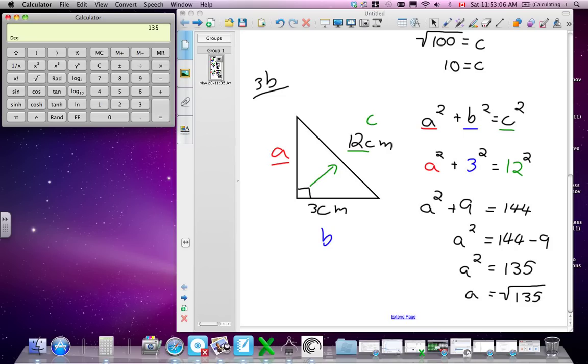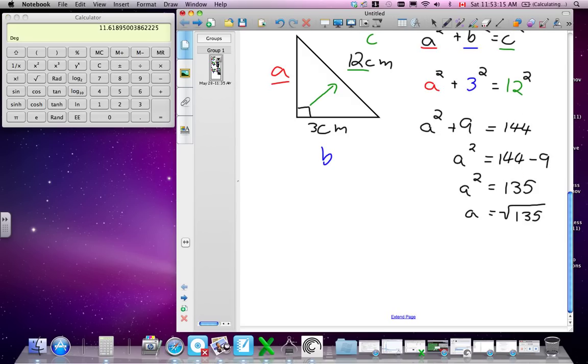135 square root. That's what the square root button is, okay? Ooh. We got a decimal, okay? So a is equal to 11 point something. And we'll round to two decimal places. 11.62. So a is 11.62.